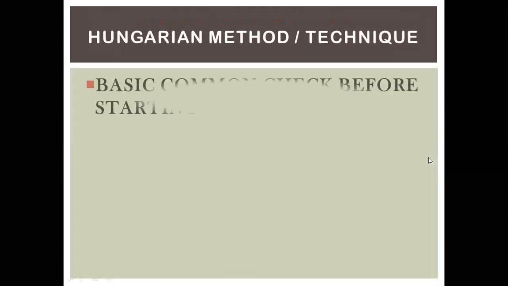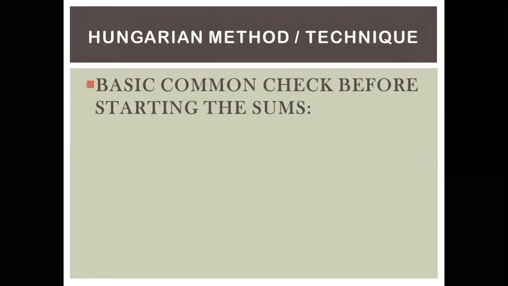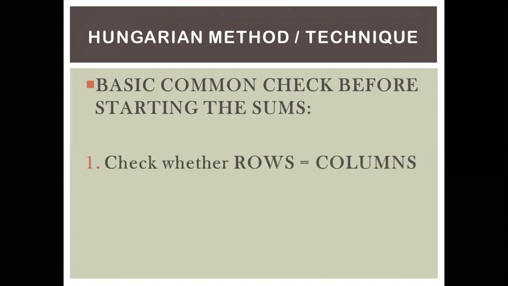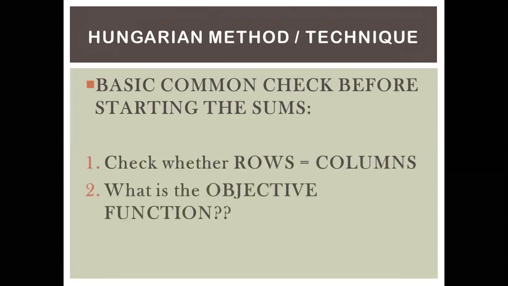Before we start with the sum, there are some basic common checks to do. Whenever you see any problem, whether minimization or maximization, first you have to see whether these two conditions are satisfied or not. The very first condition is you should always check whether your rows and columns are equal. As you all paid attention, our first example is based on a balanced and minimization problem. Balanced means when your number of rows is equal to your number of columns, the problem can be defined as a balanced problem.